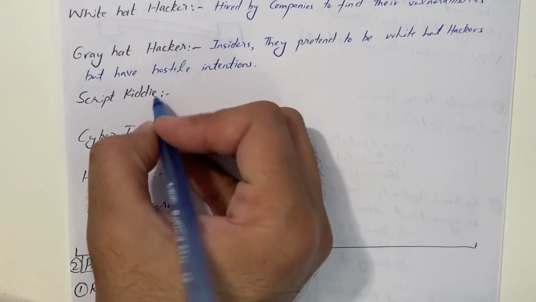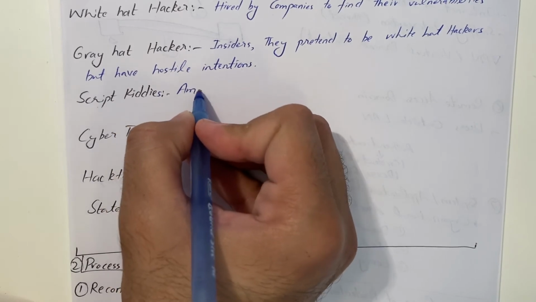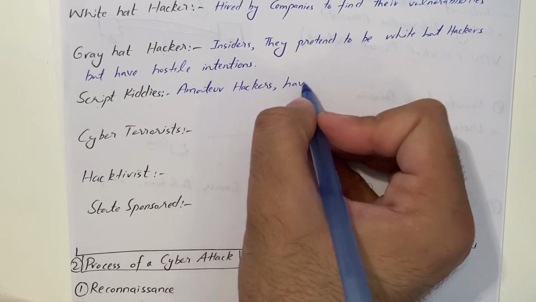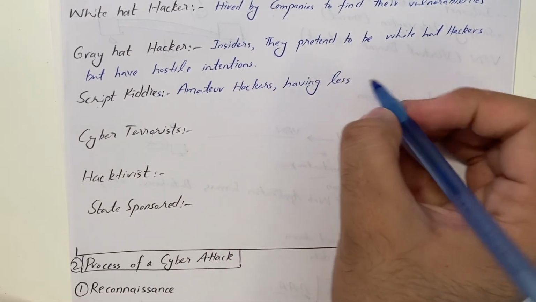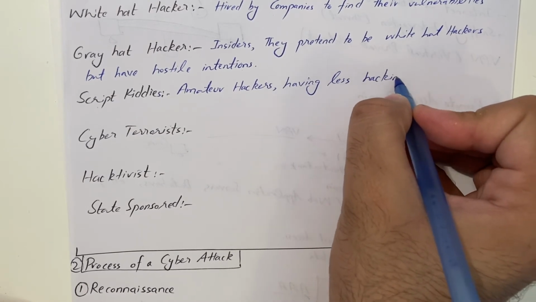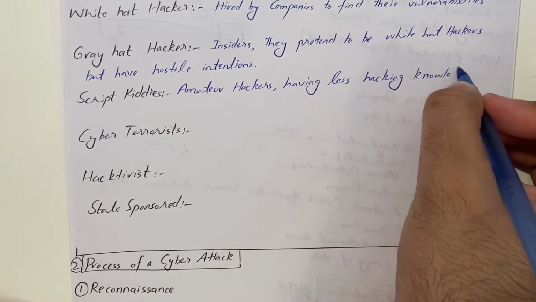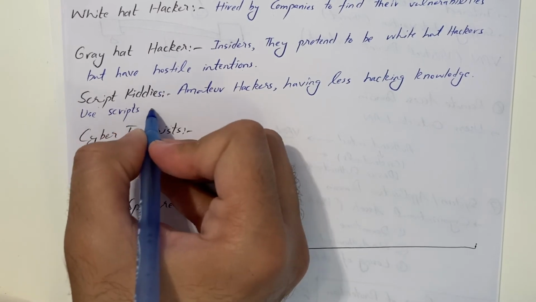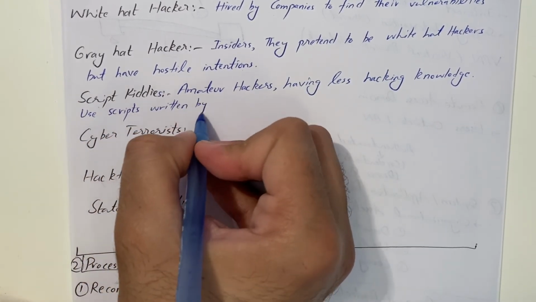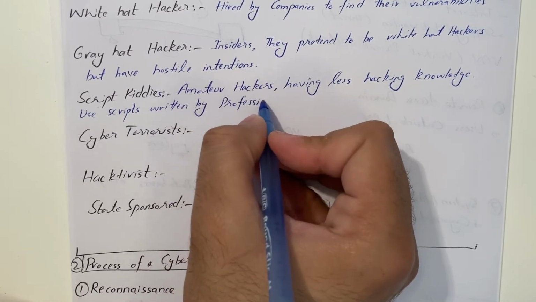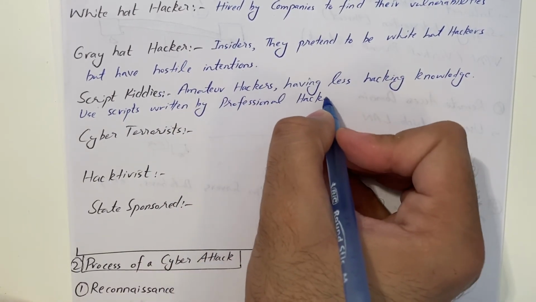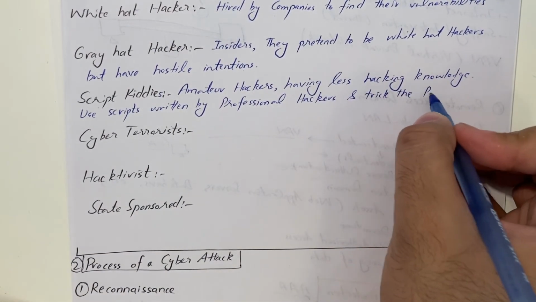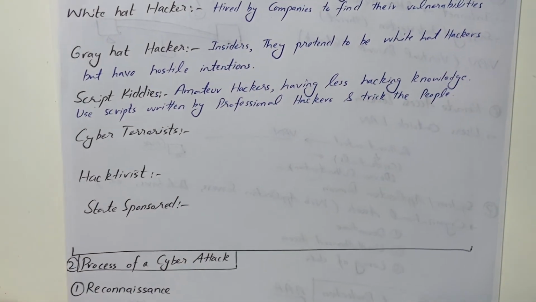Then we have script kiddies, and as we discussed in the first lecture, 70% of our hackers belong to this category. Script kiddies are basically amateur hackers having less hacking knowledge. They use scripts written by professional hackers and trick the people. They don't know what exactly is inside that particular script. So those are the script kiddies.